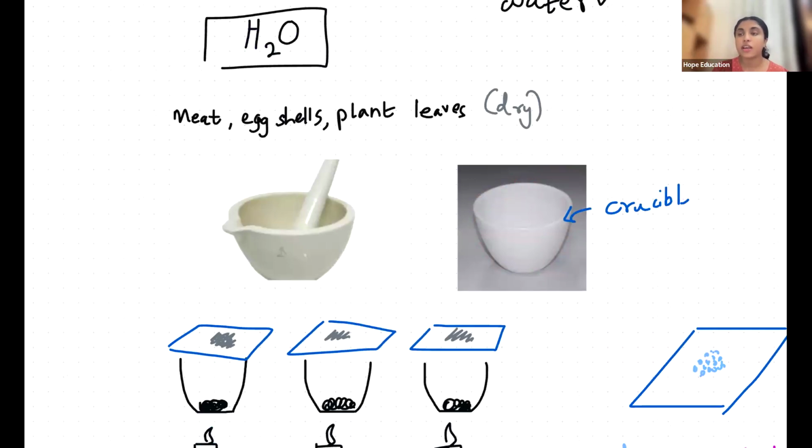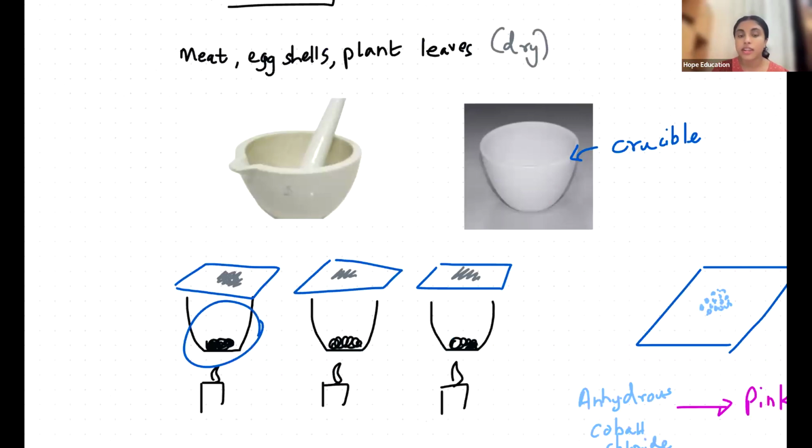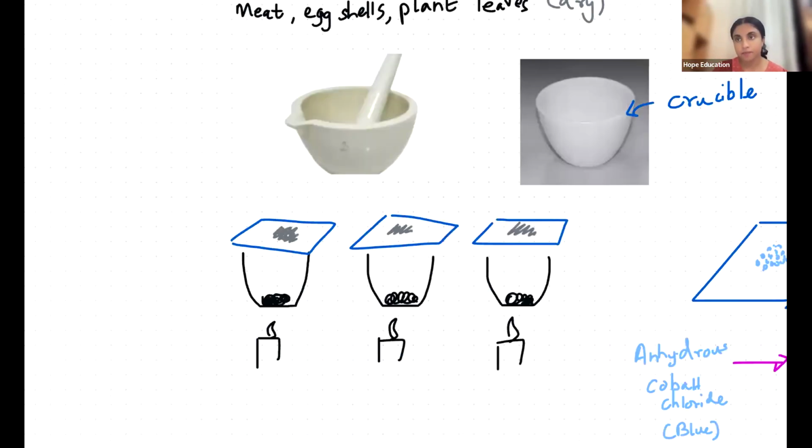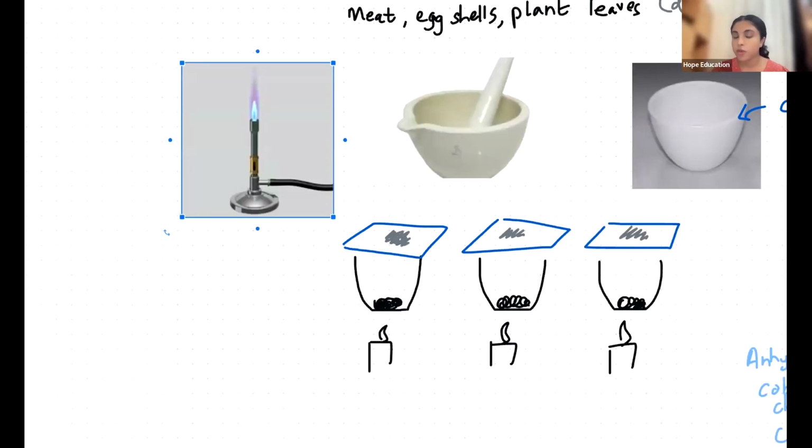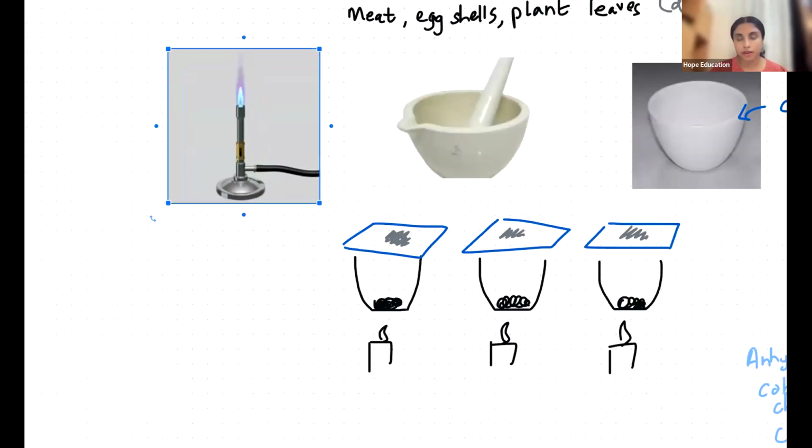So the meat is crushed and ground and put into a separate crucible. Then eggshells crushed and ground into a separate crucible. Plant leaves crushed and ground into a separate crucible. Then you heat all of them separately. You can use a Bunsen burner for that. For any of you who have not seen a Bunsen burner, this is roughly how a Bunsen burner looks. So you heat them separately.